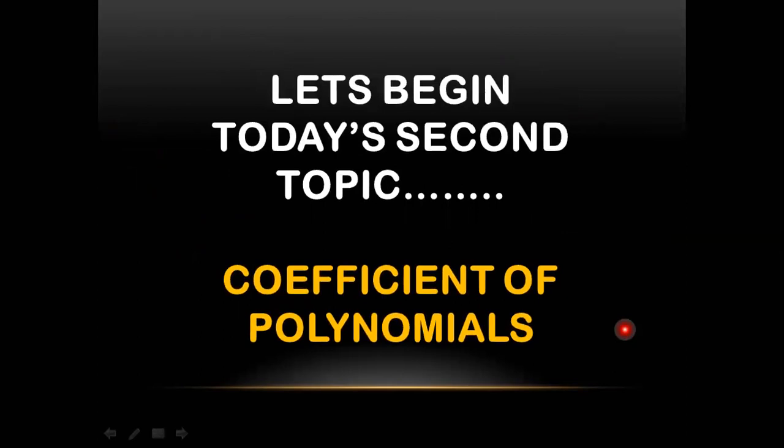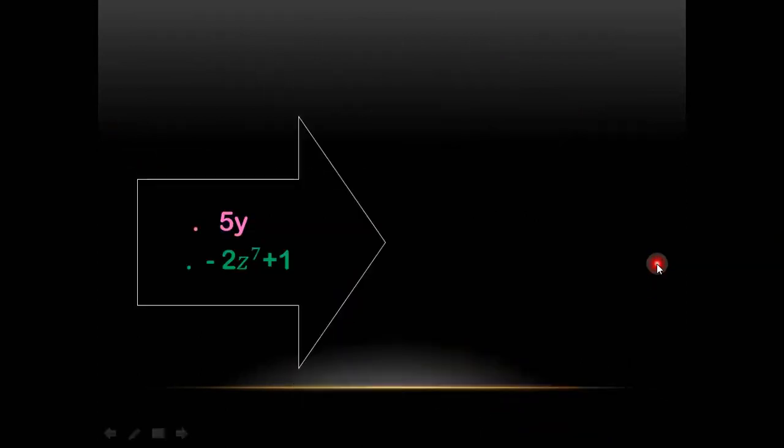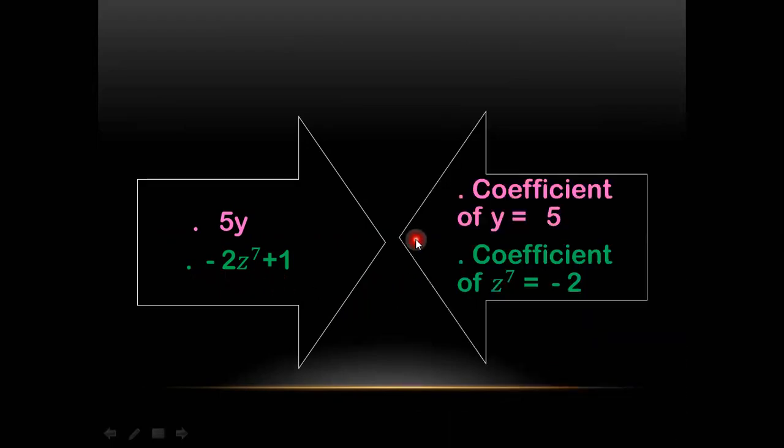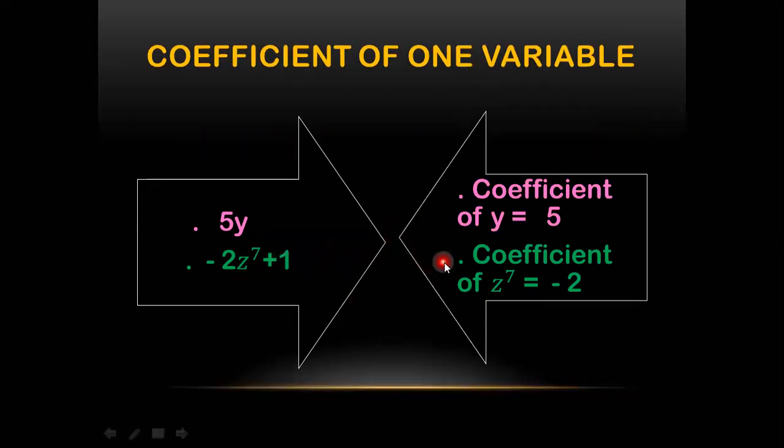Now, let's begin the second topic of today's lecture, which is about the coefficient of the polynomials. First, see some examples. If I ask you a simple question, what is the coefficient of y here and what is the coefficient of z^7 here, 5y minus 2z^7 plus 1, your answer should be like this. The coefficient of y is 5 and the coefficient of z^7 is minus 2, right? So it's a case in which I have asked you about the coefficient of a single variable in both these cases, right? See another example.